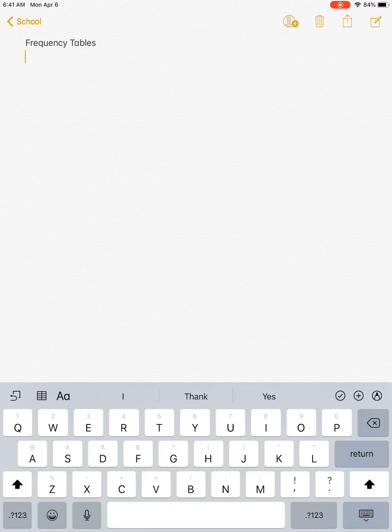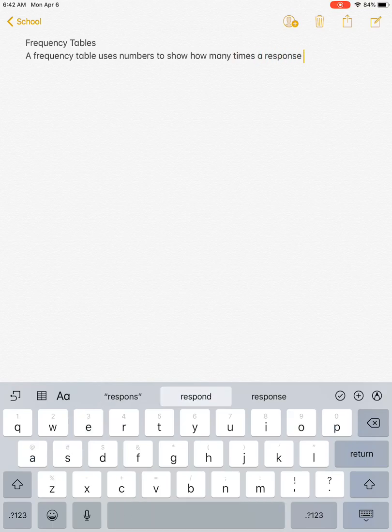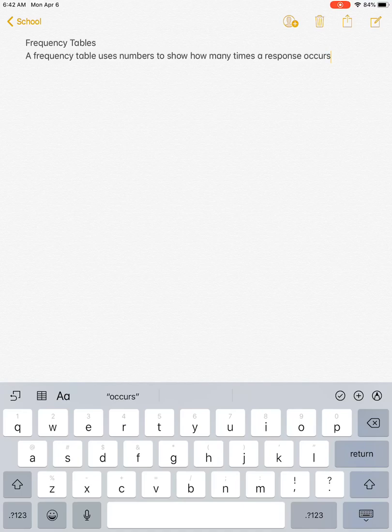Let's define a frequency table. A frequency table uses numbers to show how many times a response occurs in a set of data.